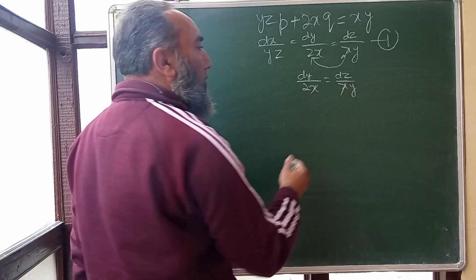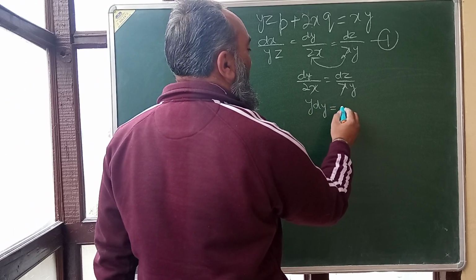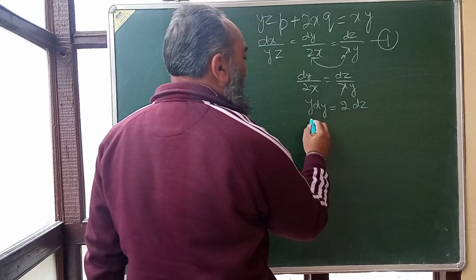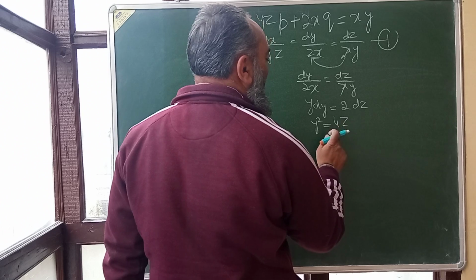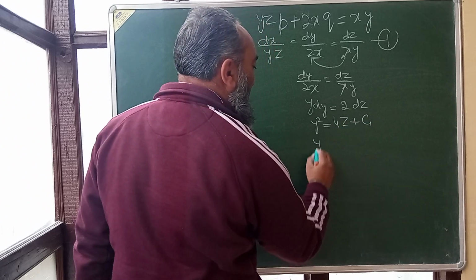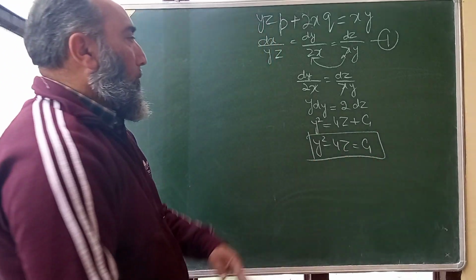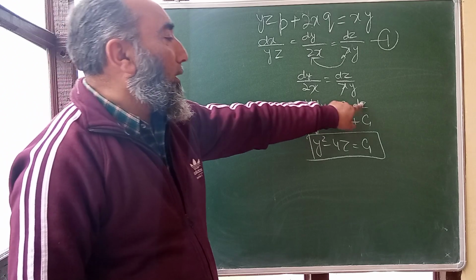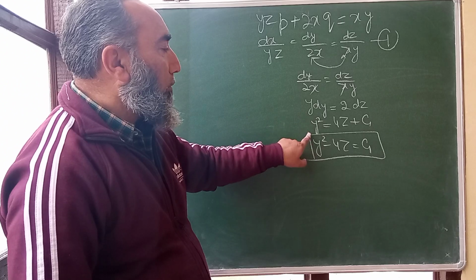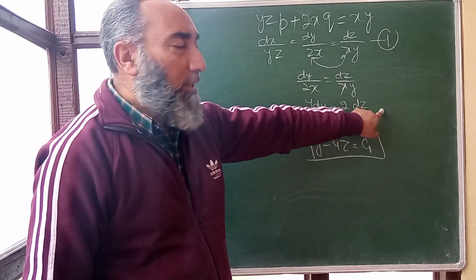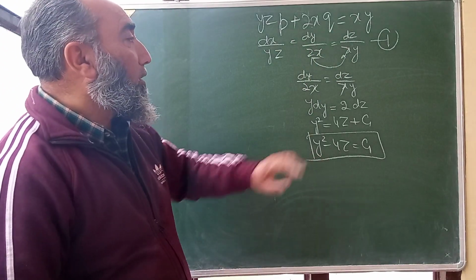This and this cancels out. This gives us y dy equal 2 dz, or y square by 2 integrated, y square by 2 is 2z plus c1. So y square minus 4z equals c1. This is the first solution. I have written y square plus 2z, and this will be 2c1, which is c1 or c2, whatever you like, a constant. So this is the first solution.